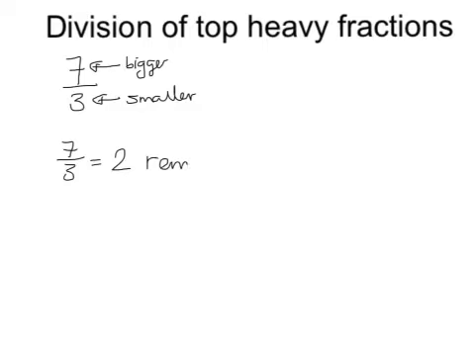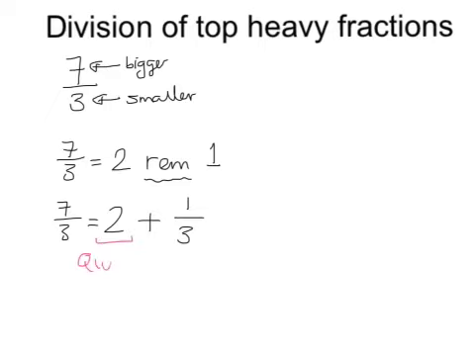and then a remainder of 1, which is fine, but it's not very nice algebraically because remainder isn't an algebraic structure. So it would be a bit better to write what that actually means. 7 over 3 is 2, and as well as 2, we've still got 1/3. When we write it like this, this is called the quotient, and up here you have the remainder, and notice that the remainder is still on top of the thing that you were dividing by at the beginning.